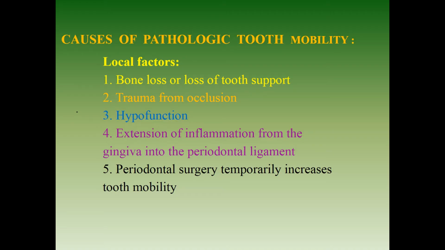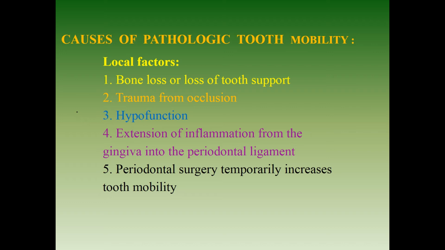What are the causes of pathological tooth mobility? We have local factors and systemic factors. From the local factors, first of all, is the bone loss, or the loss of the bony tooth support. This is the most important factor affecting the tooth and making it mobile, the destruction of the periodontium. Second is trauma from occlusion. We know trauma from occlusion is excessive occlusal forces applied on the tooth, and it will lead later on to mobility of the tooth.